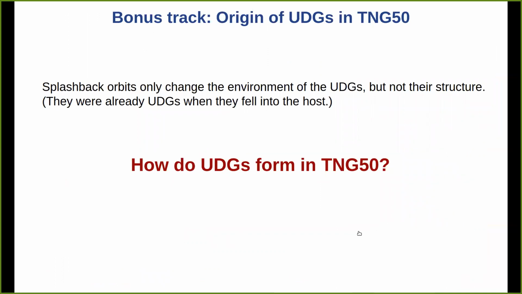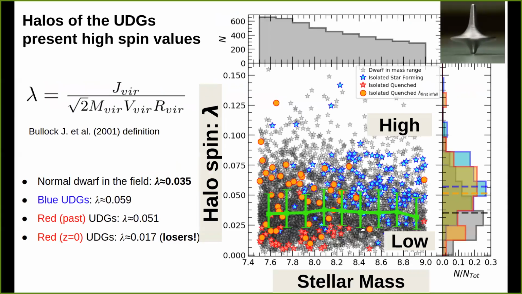Okay, like a bonus track, we talk about a possible origin of UDGs in TNG simulations. This is because the splashback orbits only change the environment of UDGs, but not their structures. Previously to the interaction, these galaxies were UDGs, and the question is, how do UDGs form in the TNG50 simulation? We believe that this formation is mainly related to the dynamics of the dark matter halos.